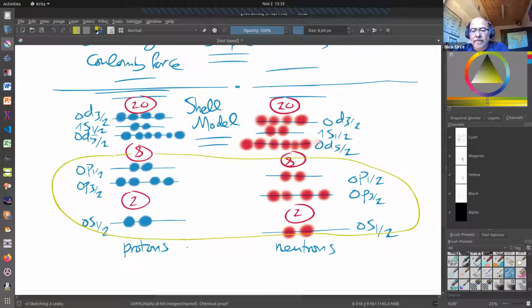where you have 8 protons and 8 neutrons, right? So oxygen 16 will be particularly stable because for these guys to be excited, they need to move up there and they need to cross this shell, this energy gap here. Right, so these guys will be particularly stable.